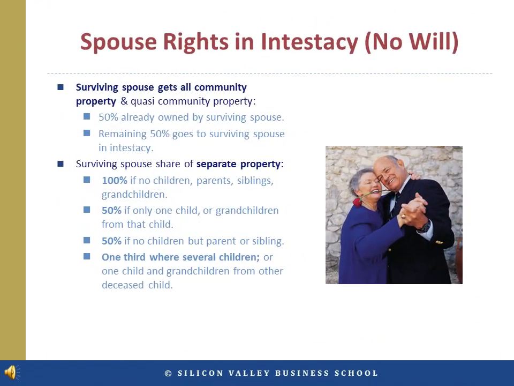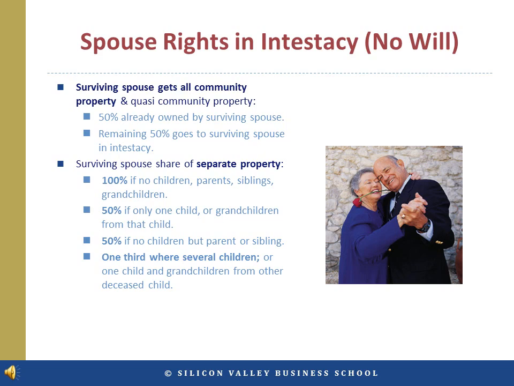Under the Intestacy rules of the California Probate Code, when the deceased is married, the surviving spouse gets all community property and quasi-community property. 50% is already owned by the surviving spouse under the community property rules. The remaining 50% goes to the surviving spouse under the Intestacy statute. The surviving spouse also receives a share of the separate property of the deceased spouse.